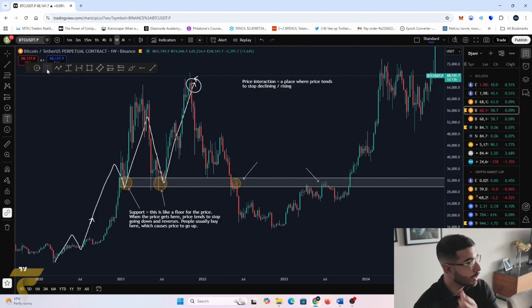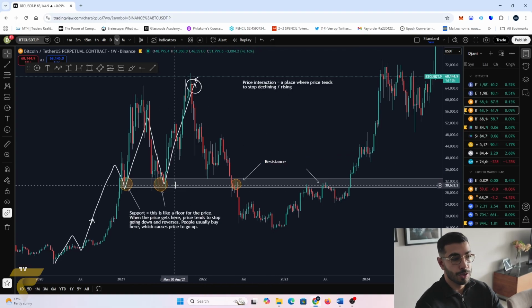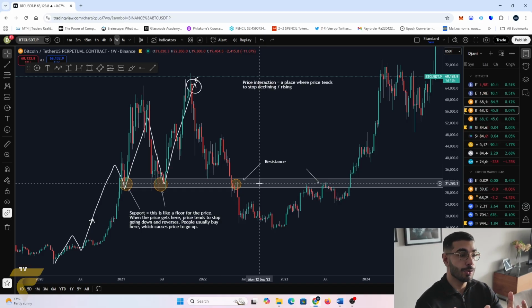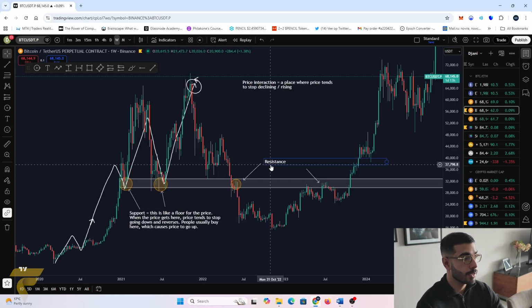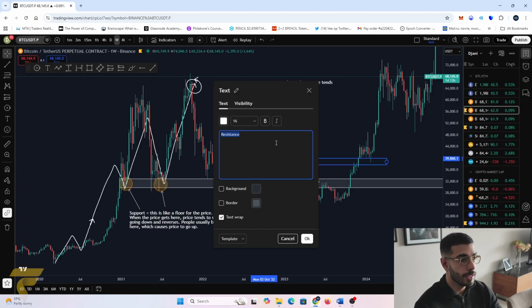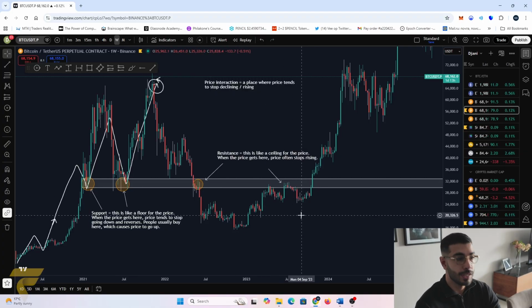You see, there we go. This is resistance. So price broke through the support zone, and eventually price also changes trend, and something that was initially support became resistance, leading to lower prices. Okay, so this is resistance. This is like a ceiling for the price. When the price gets here, price often stops rising. So this is a perfect example of a very first support becoming resistance flip.